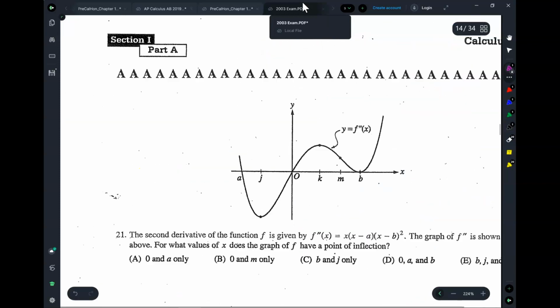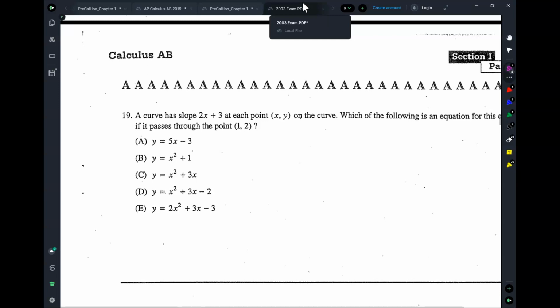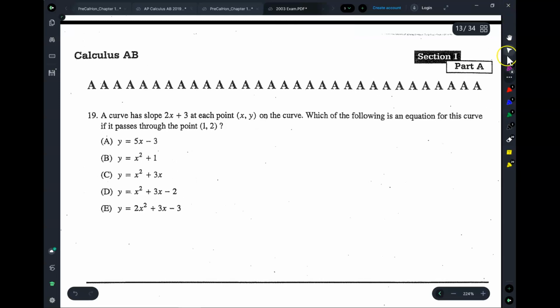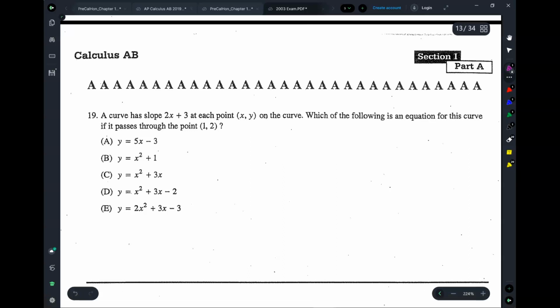19. Okay. A curve has slope 2x plus 3 at each point. Which of the following is an equation for this curve, if it passes through the point 1, 2?